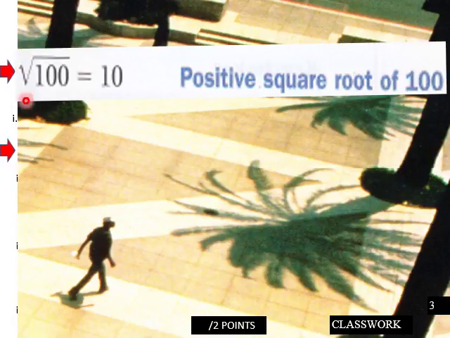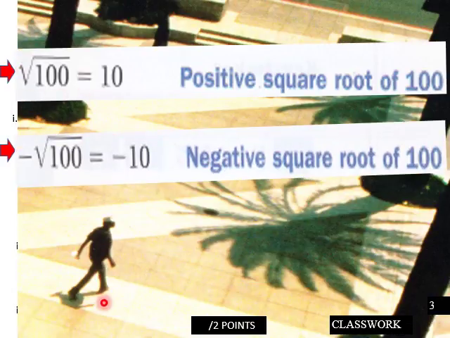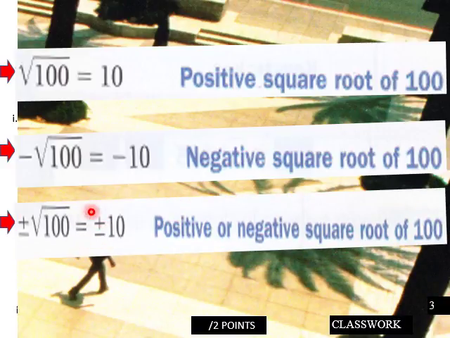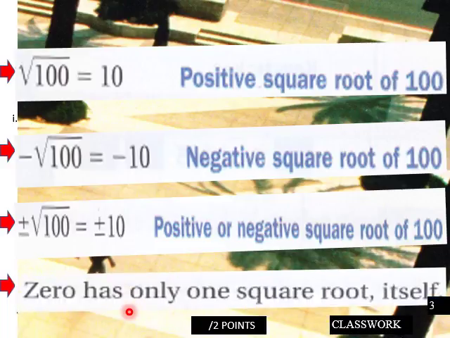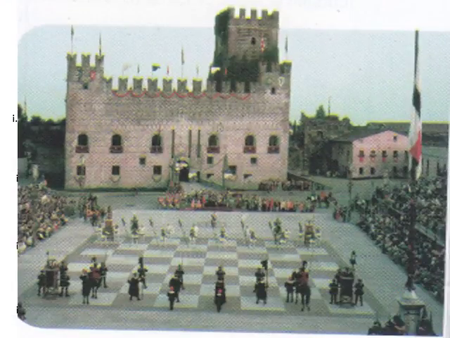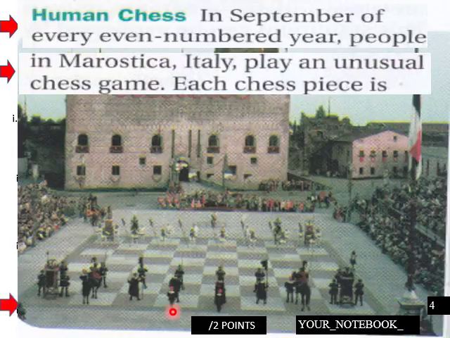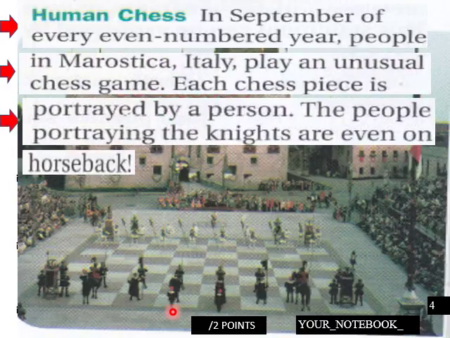Here's an example here, square root of 100. So the negative of the square root of 100. And then we get our plus and minus here. Then it goes into the square root of 0. The notebook slide here. It's a good notebook taking slide.